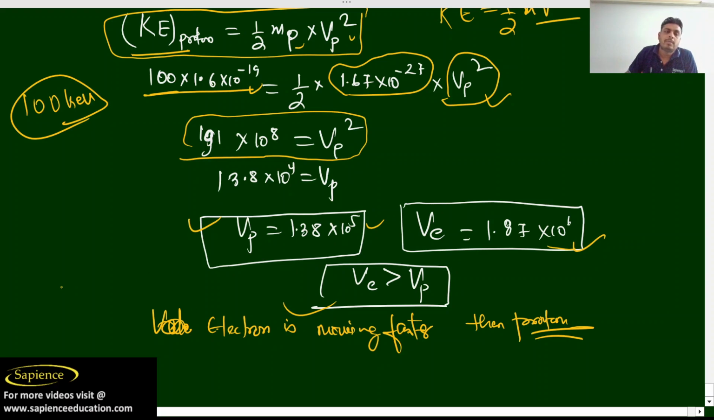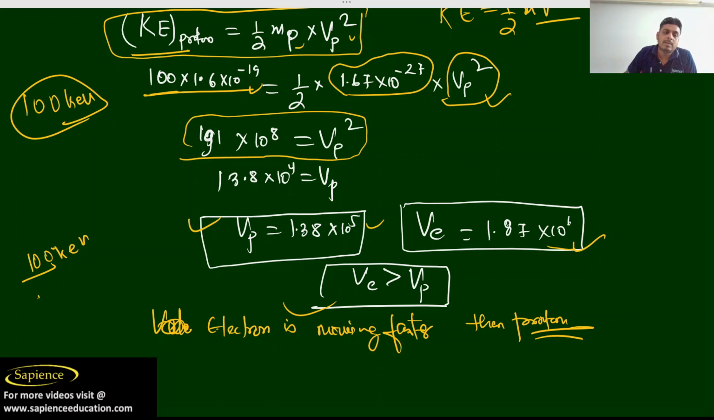One thing you have understood is that the energy of the proton is 100 kilo electron volt, but the energy of the electron is 10 kilo electron volt. So don't be confused between energy and velocity. Energy is a different thing and velocity has a different relation. In spite of more energy in the proton, it is slow because the proton has a very high mass.